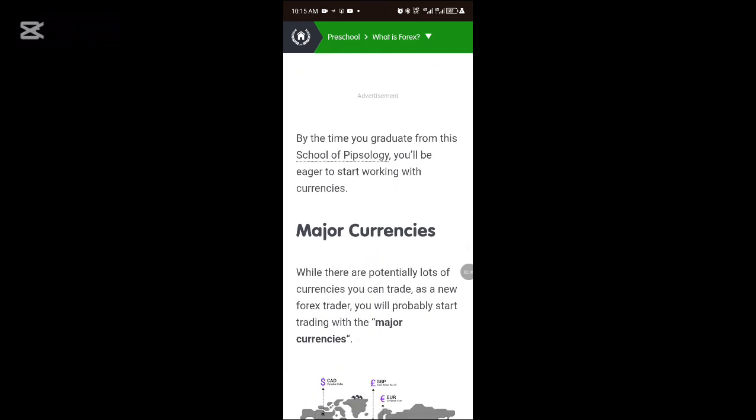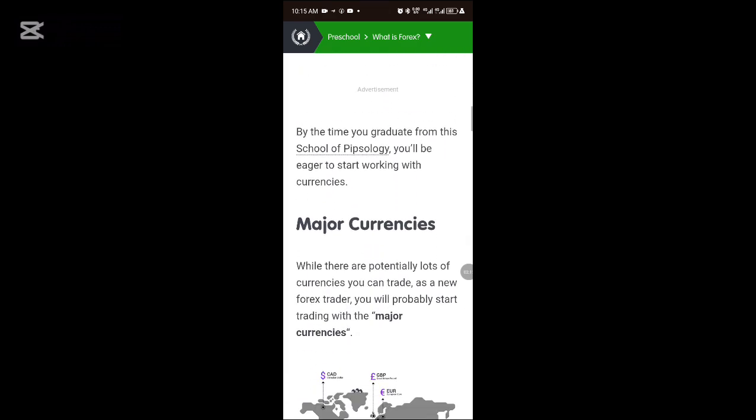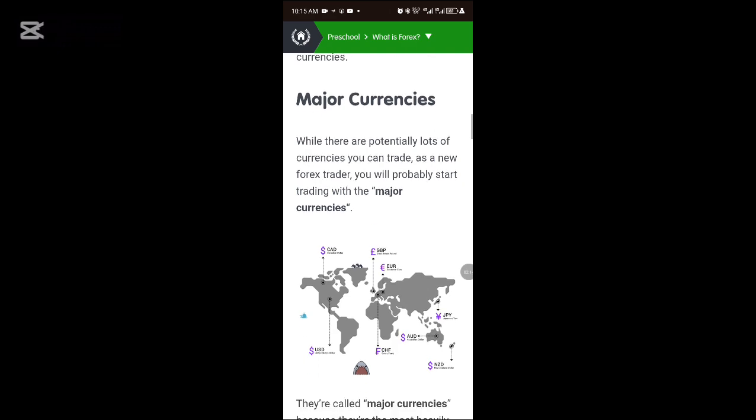So what we do is predict the market, understanding that a currency will be going up or going down. This is how we make the money. The reason it is called a currency pair is that it is made up of two currencies. And we have major currencies.